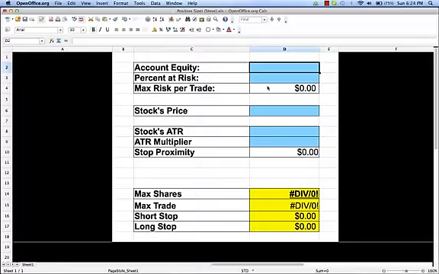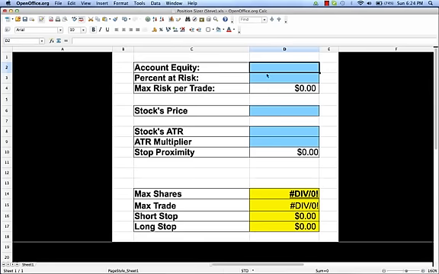I'd like to talk about this Excel spreadsheet that I developed. What it's used for is to determine how much of a stock that I should buy. And the way it works is you basically just fill out these 5 colored boxes, and once you're done, not only will it tell you how many shares that I should buy, but it will also tell you where to place your stops. So let's just go through an example and I'll show you how it works.